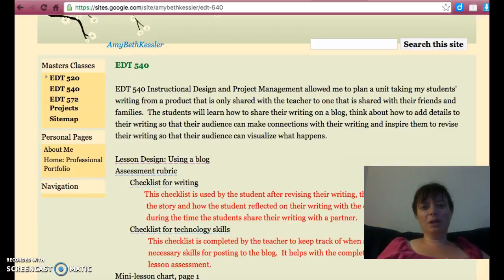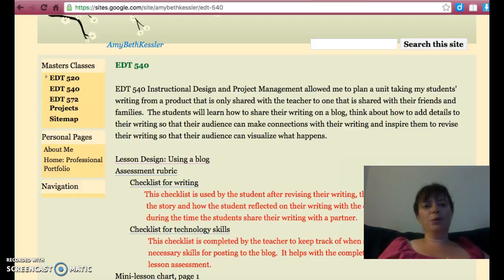As the project for instructional design and project management, I chose to design a lesson unit that I'm going to be using with my students this year, where we take their writing and turn it into a blog. This allows for a more authentic use of writing, where the administrator, my principal, myself, and the students' parents, and even their peers can go on and read their story and then comment on it.